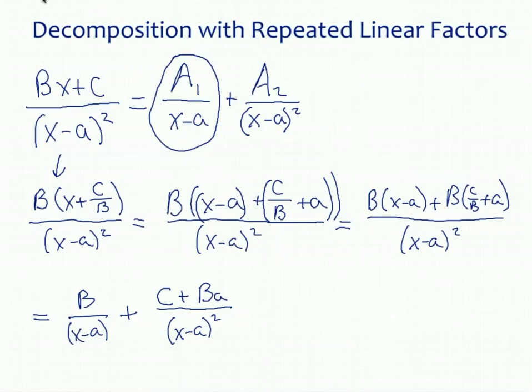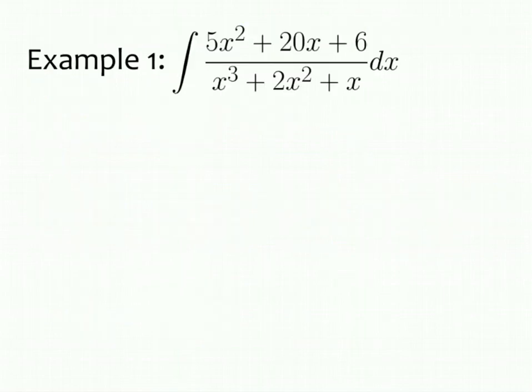So let's look at a couple of examples now, and work through them and see how we can use this in practice. I've got an expression here, 5x squared plus 20x plus 6 over a cubic. First I want to check, is this improper? No, the denominator is a cubic, and the numerator is of degree 2, so we're not improper. We can just continue and start with the process of partial fraction decomposition.